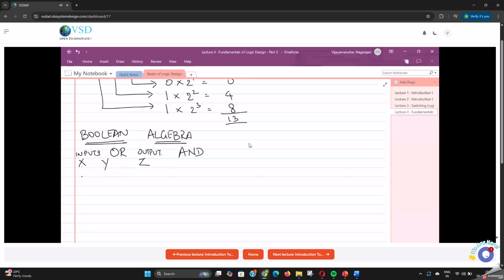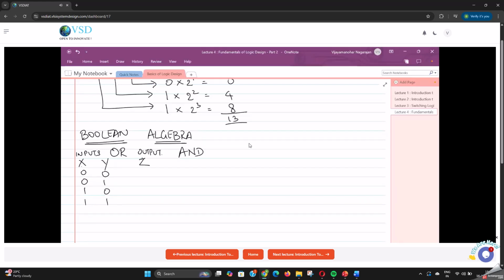So each of these variables can take what? 0 or 1. So my X can take 0 or 1. My Y can also take 0 or 1. So if I look at the basic possibilities, both of them can be 0. X can be 0, Y can be 1. X can be 1, Y can be 0. X can be 1, Y can be 1. These are all the possible combinations. No other possibility exists. 0, 0, 0, 1, 1, 0, 1, 1.